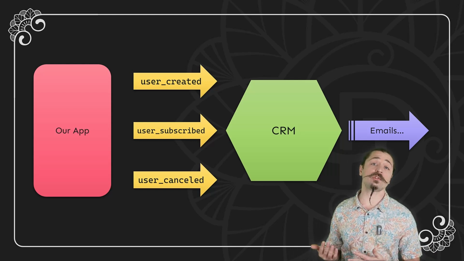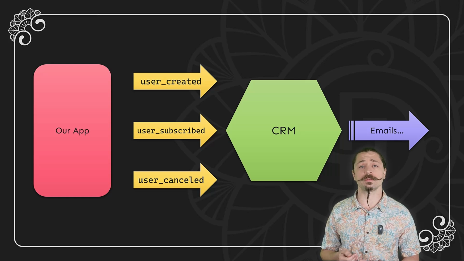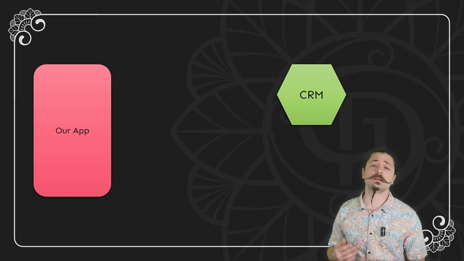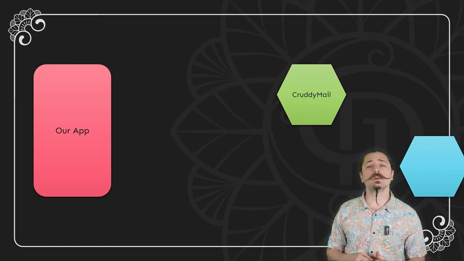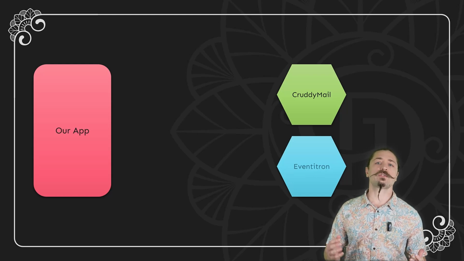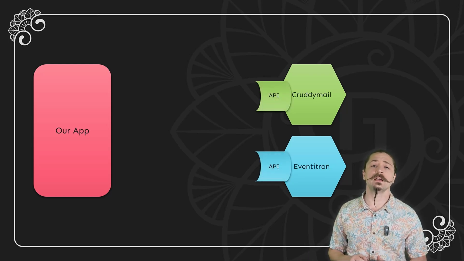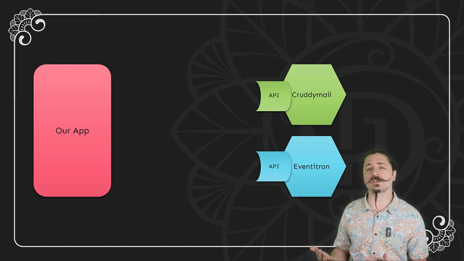But as our app has matured, our needs have changed, and we've decided to switch from one CRM provider, let's call it CruddyMail, to another, which we'll call Eventatron. Each CRM has its own unique API, and the APIs don't just differ at a service level.